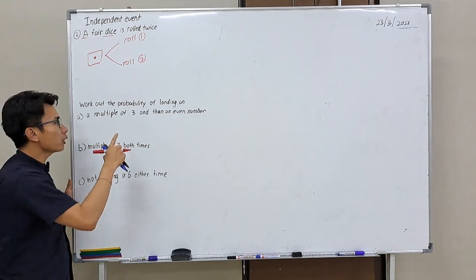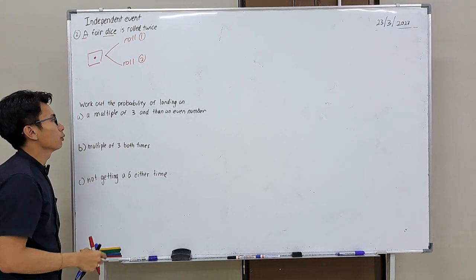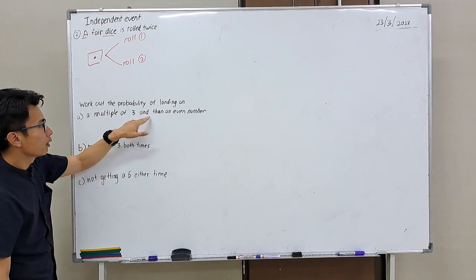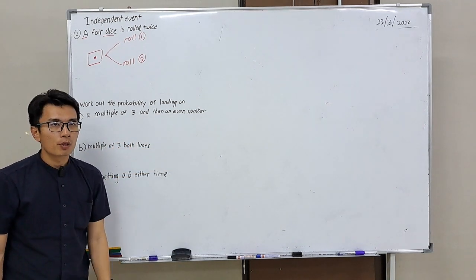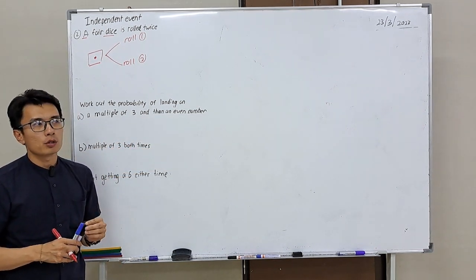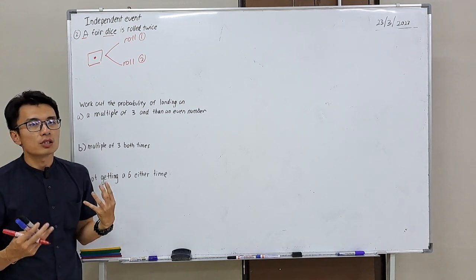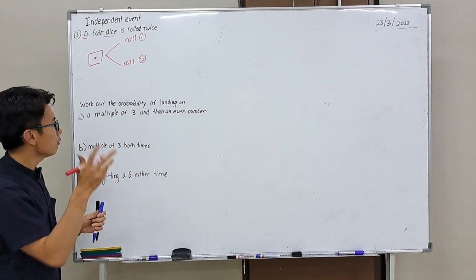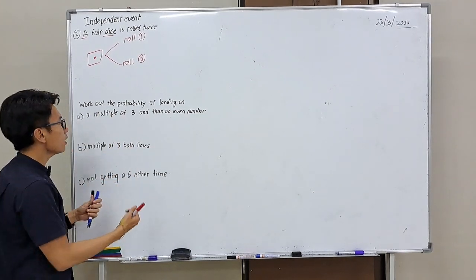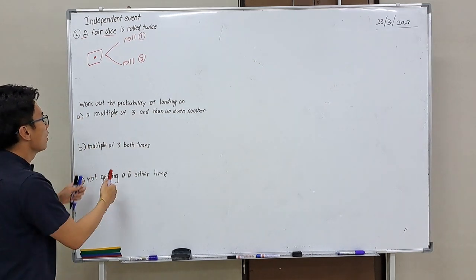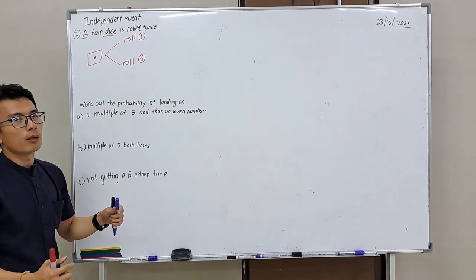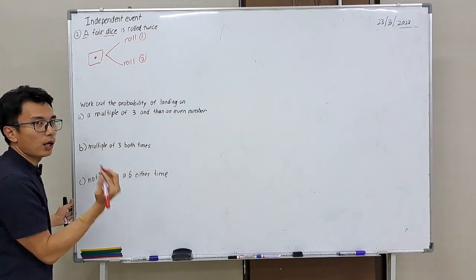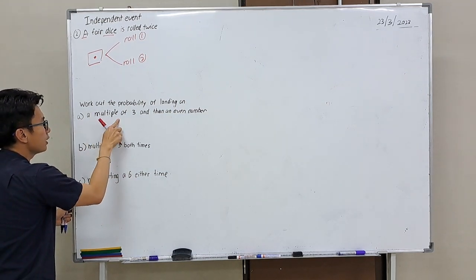Now my question here is to work out the probability of landing on a multiple of 3 and then an even number. When we want to solve an independent question, we do not always need to draw a tree diagram. We can solve it directly based on the question itself. The moment you see multiple of 3 and an even number, you can straight away form your equation.